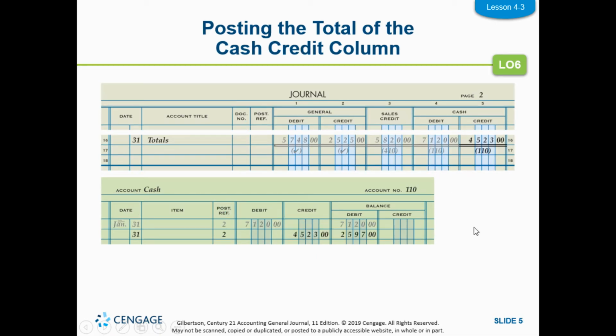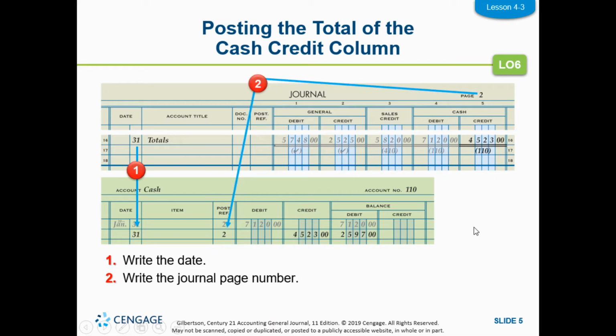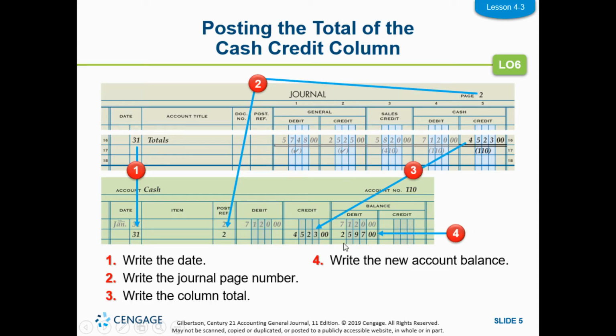And then finally, we're going to do the cash credit column. Write the date. Write the journal page number. Write the column total. Now here we have a previous debit balance of 7120. We recorded a debit, which was an increase to cash, right? Well, obviously a credit to cash is going to be a reduction of cash. So we're going to take our previous debit balance of 7120, subtract the credit side entry or the reduction in cash going out the door, 4523. We end up with a new balance at the end of the month of cash of 2597.